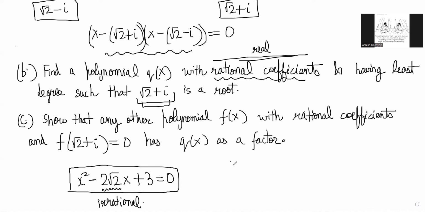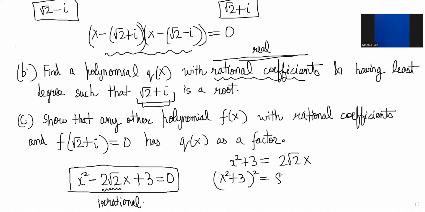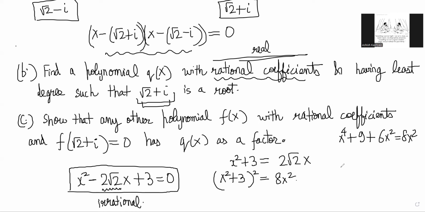One way to do it would be to take x square plus 3 on one side and take this on the other side, and then square it. Do you understand what I'm saying? Yes, sir. If you square it, 8x square will come here, and you'll get x power 4 plus 9 plus 6x square is equal to 8x square. Basically, it will become x power 4 minus 2x square plus 9 equals 0.